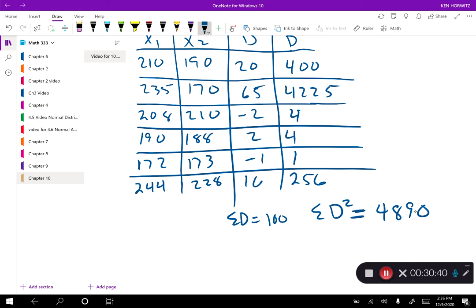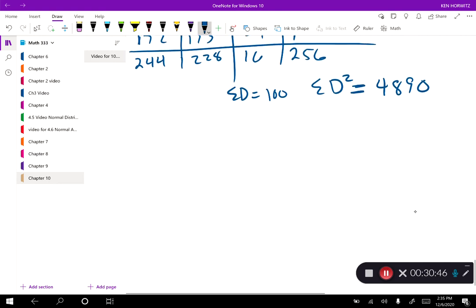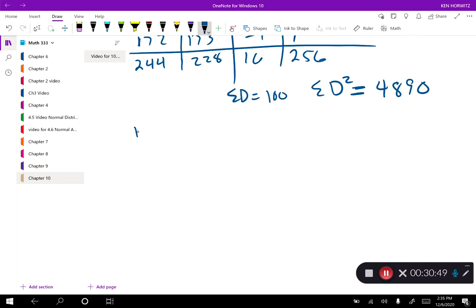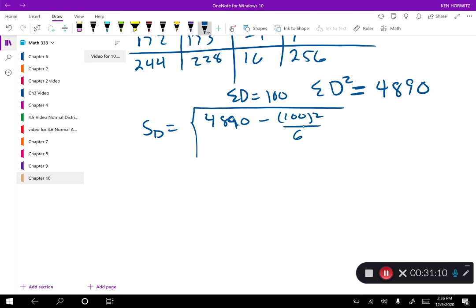All right, so now we have all the components to get our standard deviation of our differences. Let's say we're going to use the same formula as before. So I'm just going to plug in some numbers. So I get 4,890 minus 100 squared divided by 6, divided by n minus 1, which would be 5. All right, so at this point, pause the video, run this through the calculator, and let's see if we come out with the same number.